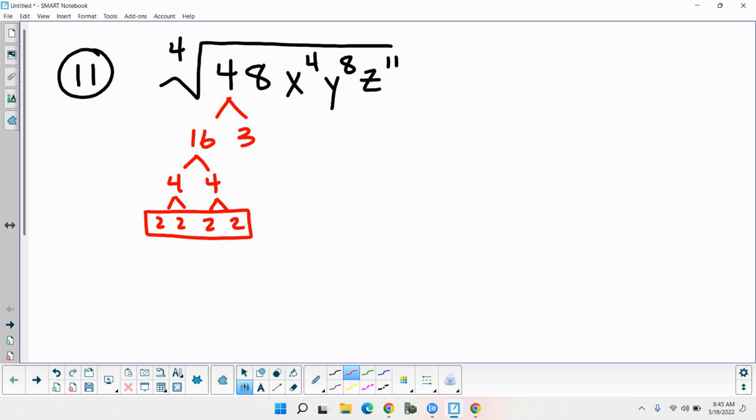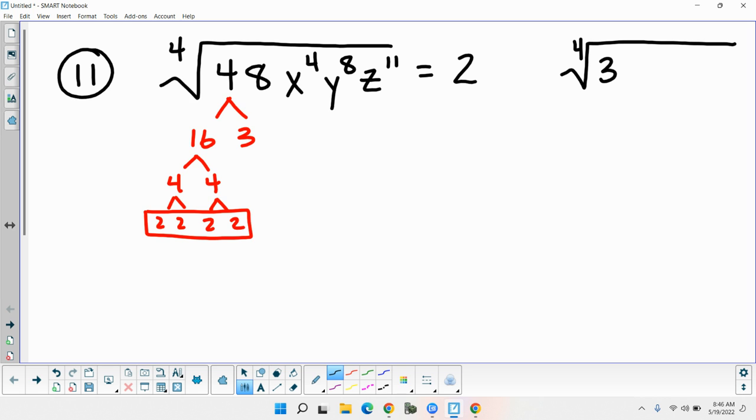Okay? So over here, I'm going to pull a 2 out. All right? But in my fourth root part, there's still a 3 there. You with me on the numbers on that 48? Yes. Okay.